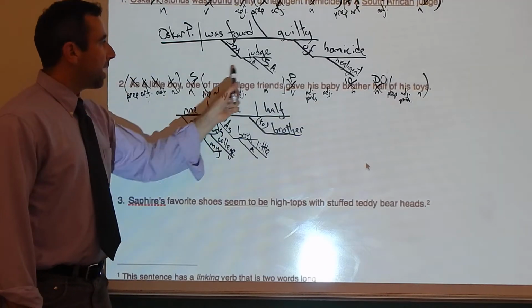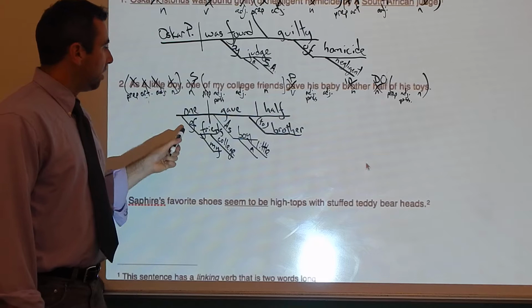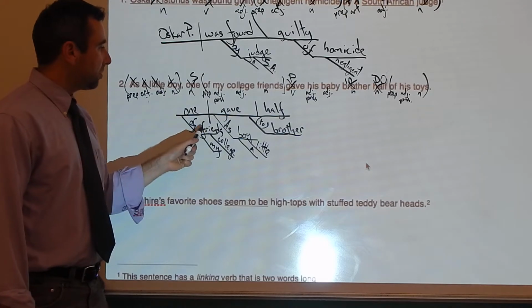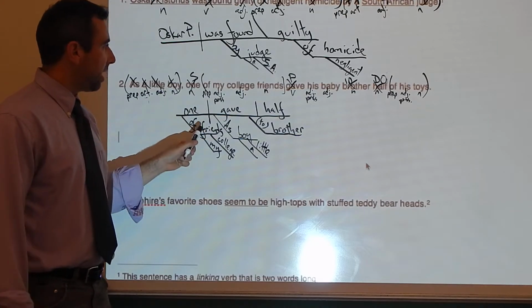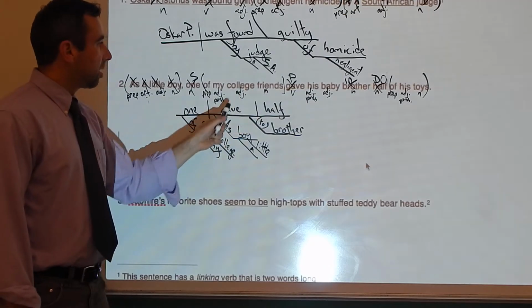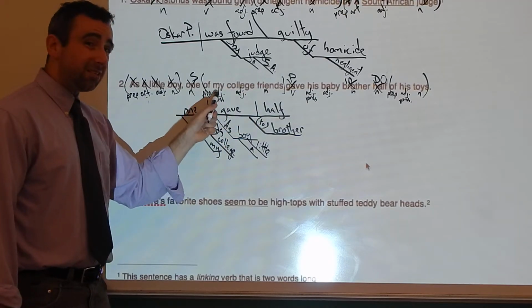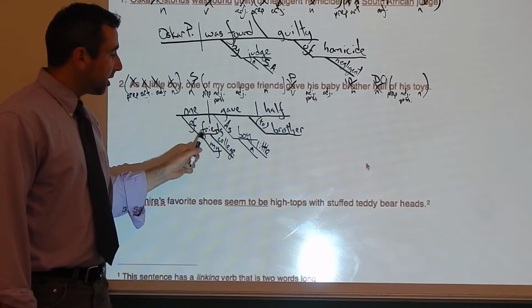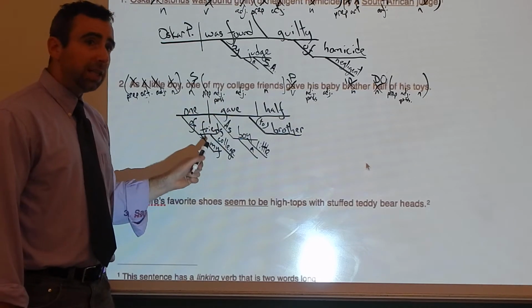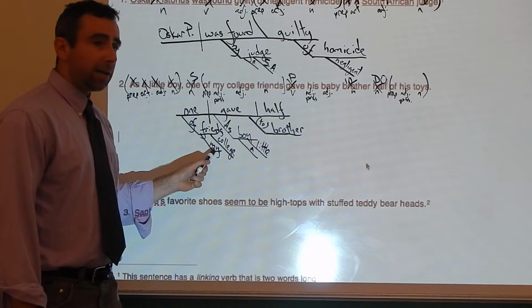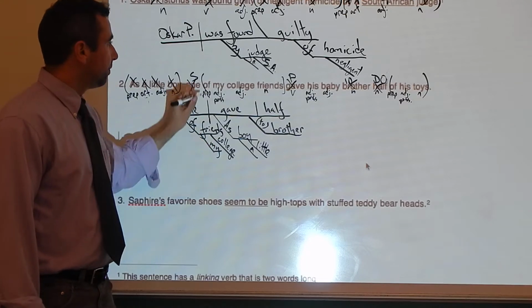All right, of my college friends describes one. So here's the preposition and its object. Of friends on the lazy L, preposition and noun. College describes friends. My describes friends. My is a possessive adjective, so it's special. It goes on a lazy L. Please, please, please get that into your head. The possessives go on lazy L's.